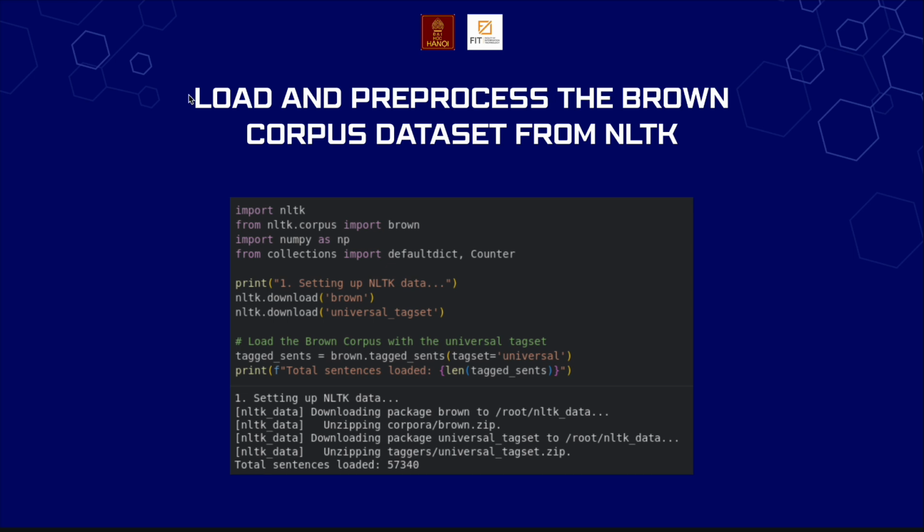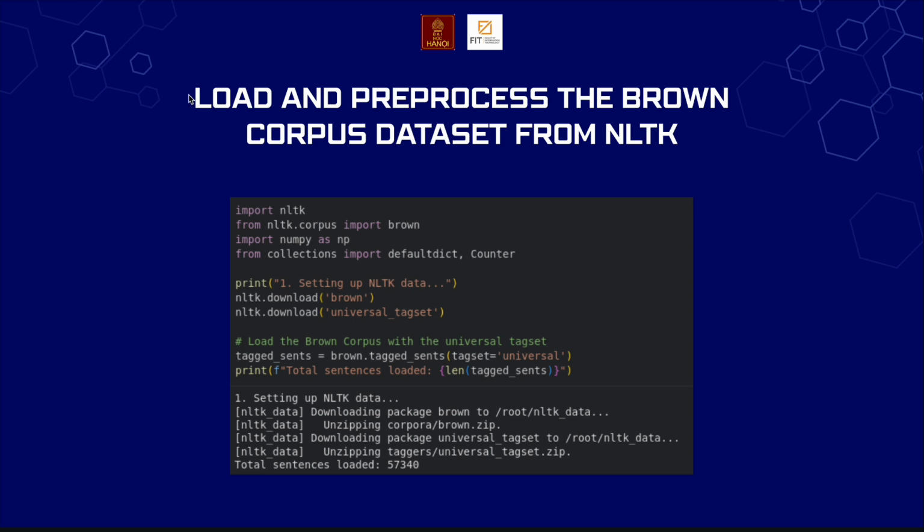So just a small notice here, I will show the code later. I mean, show the code on Google Colab, and I will just talk briefly about the code. Okay, first here is load and pre-process the Brown corpus dataset from NLTK. You can see the code here is loaded successfully.